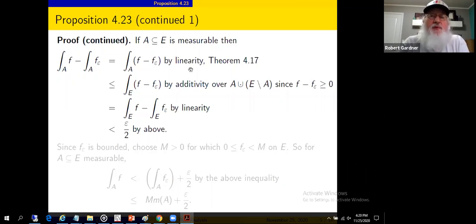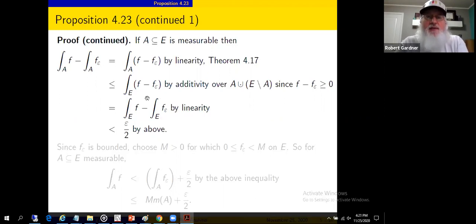So I'm justifying taking the difference of the integrals and writing it as the integral of the difference. But I need to figure out what setting we're dealing with. We could do that when we had integrable functions. That was theorem 4.17. We had linearity, additivity as well in this setting of non-negative functions, which this is. Remember, f sub epsilon was less than or equal to f. So when we take the difference, we are dealing with a non-negative function.